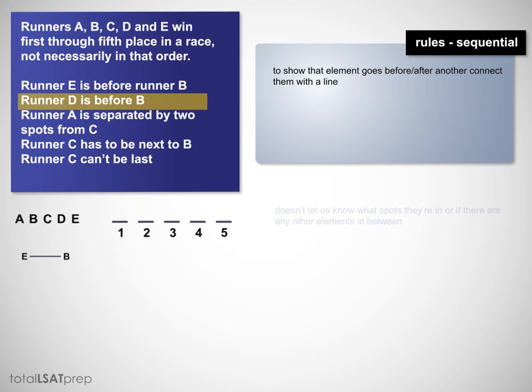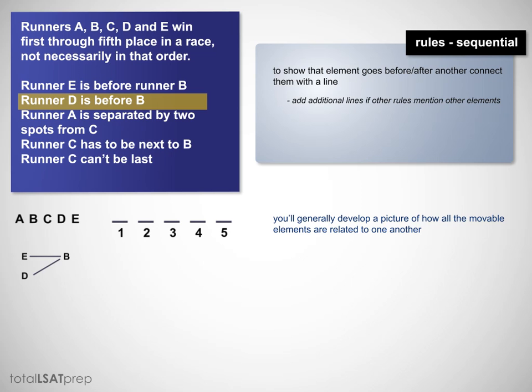Okay, looking at the second rule, it says that runner D is before runner B. Now, you should add additional lines if other rules mention other elements. So we already have B, and now the second rule mentions D. So in this rule, we can symbolize it by placing a line between D and the B already up there. And in this way, you can generally develop a picture of how all of the movable elements are related to one another. Now, notice that in this case, we don't know who goes first between E and D. We just know that they're both going to be found before B.